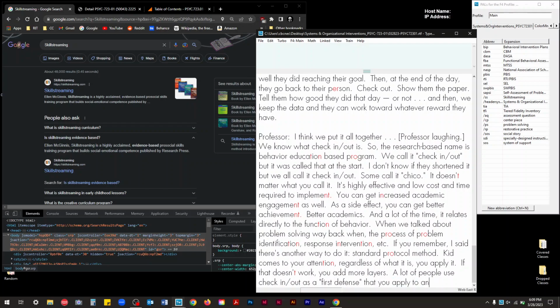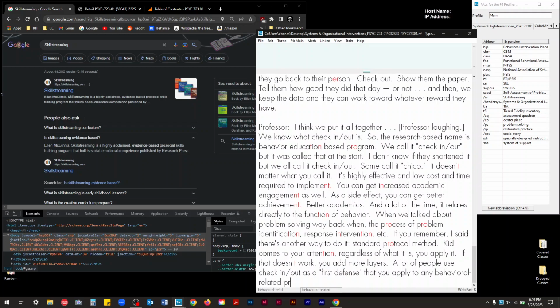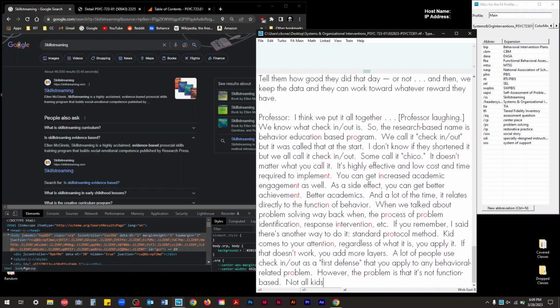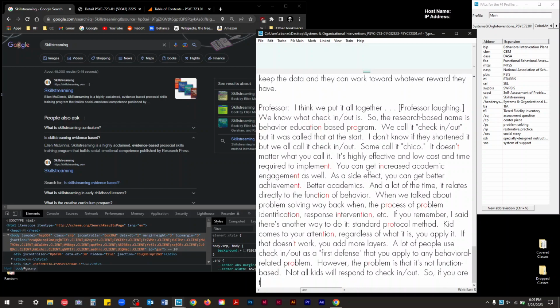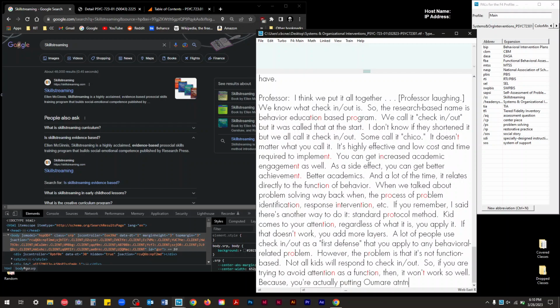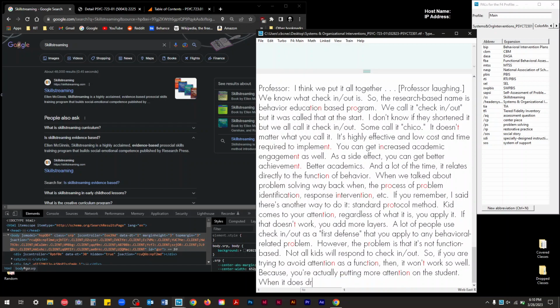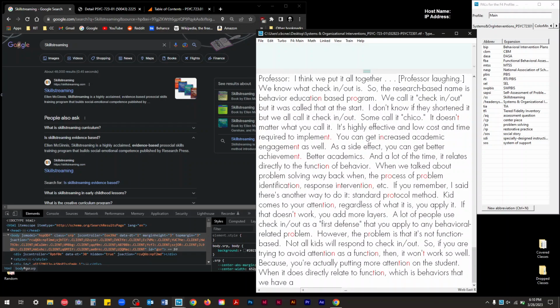The problem with that is that it's not function based. Not all kids are going to respond to check in, check out. So if you're trying to avoid attention as a function, check in, check out is not going to work so well because you're actually putting more attention on the student. So when it does relate directly to the function, it covers a lot of the functions of behaviors that we have in school, it's just not all of them. A lot of our students are trying to get attention. A lot of our students are trying to get a tangible type thing.